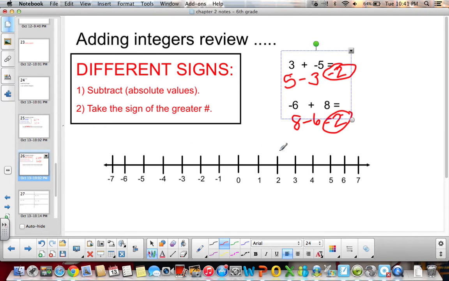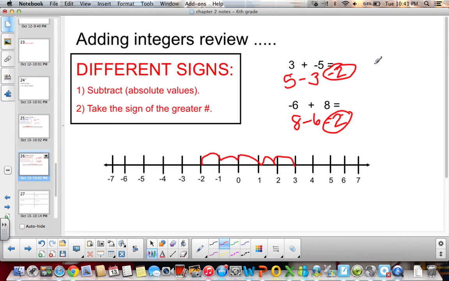Okay, if we're at 3 and we're adding -5, so we're going towards negative. 1, 2, 3, 4, 5. So there's my -2 for that one. And then -6 plus 8. This time we're starting at -6 and we're adding 8. 1, 2, 3, 4, 5, 6, 7, 8. And then our answer is 2.